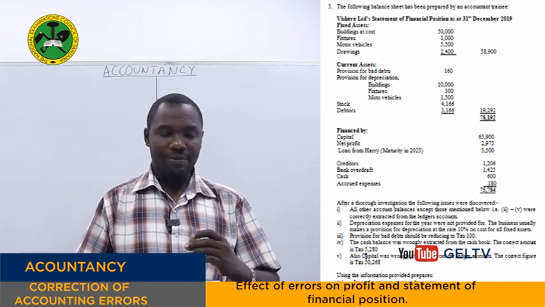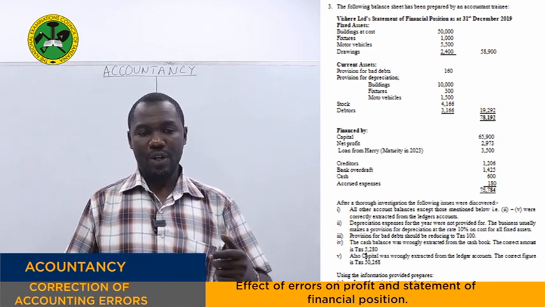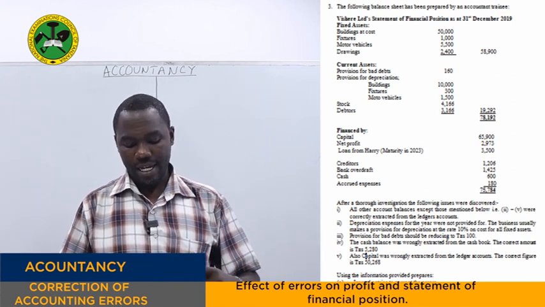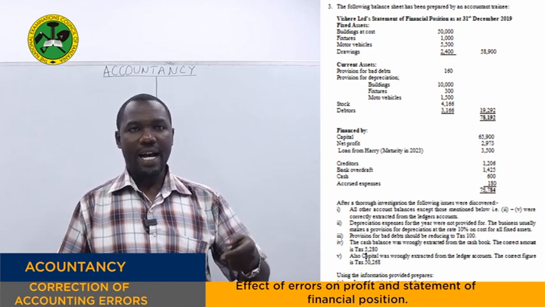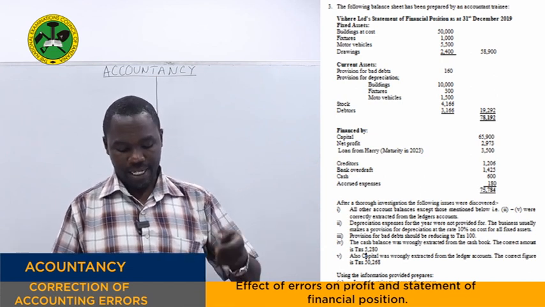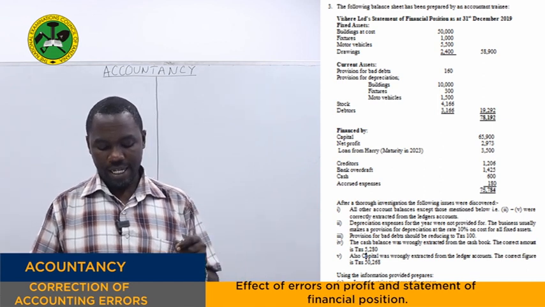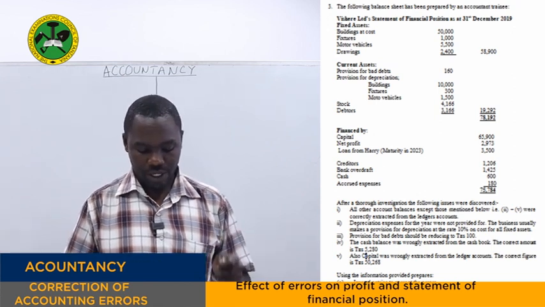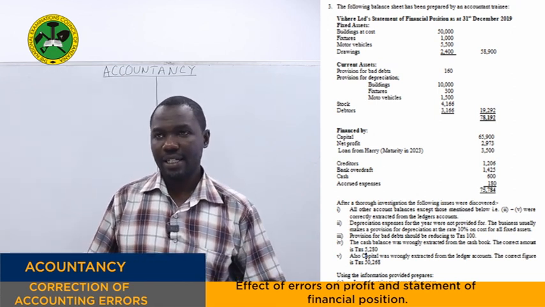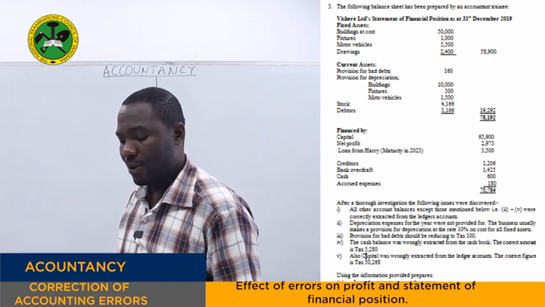Then after redrafting, we are going to see the actual difference, and that actual difference we are going to place in the suspense account. Then after correcting those errors, we'll prepare a statement of corrected net profit, and finally the statement of financial position including those corrections. Let us redraft this statement of financial position.